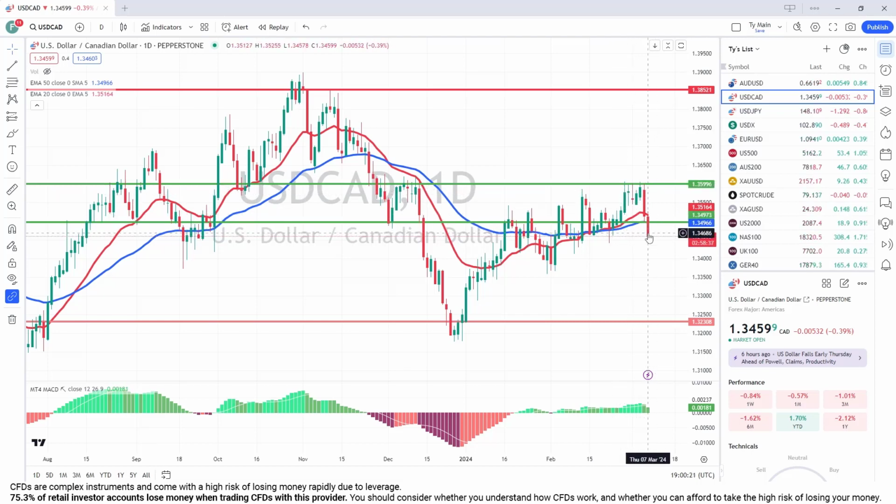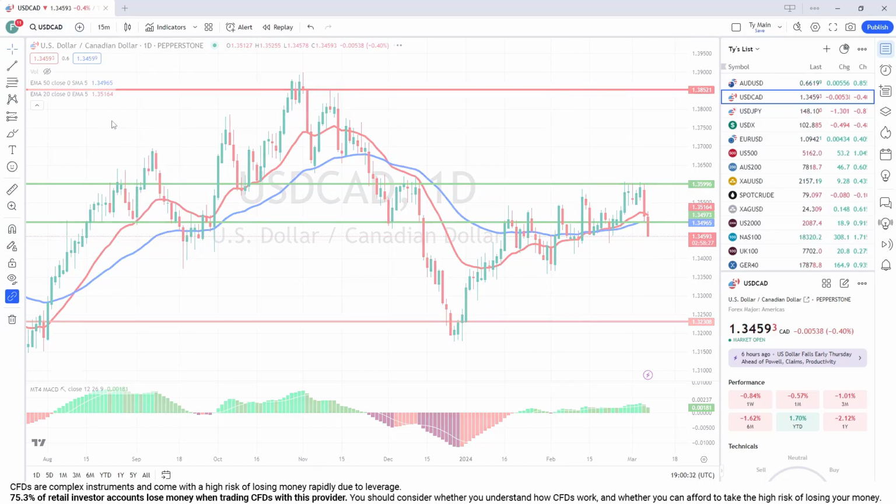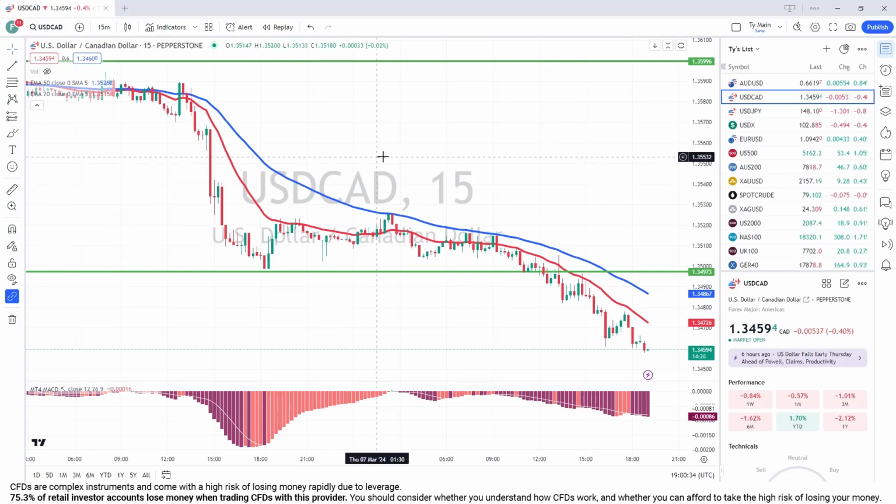Okay, so you can see that it was broken down past the 20 and the 50 moving average and all of that resistance. But it's got plenty of friends. A lot of the dollar-based pairs have actually gone down in sync. So look, we'll go to a 15-minute chart just to give you a bit of an idea of how this would have worked as well.